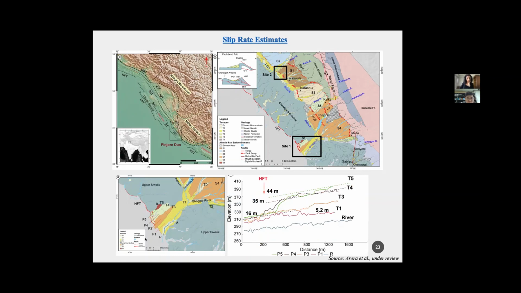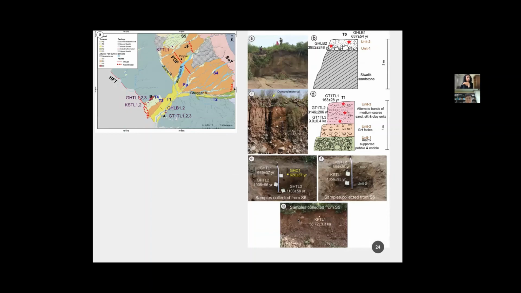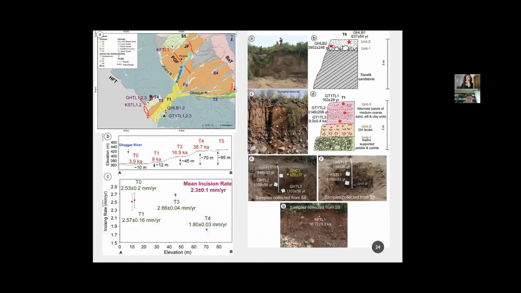Then we also extracted fault perpendicular profiles to see that these terraces are tectonically driven, not climate driven. Here we can also see that the highest scarp height is around 44 meters, and then the scarp height is decreasing along the subsequent terraces. And then we dated these terraces and calculated the incision rate. Incision rates were almost consistent along all of these terraces.